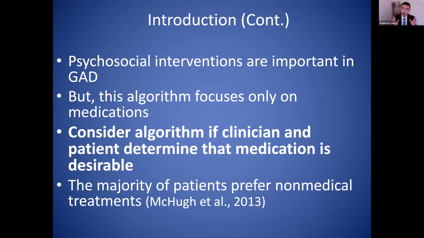Now, you should reference our algorithm once you and the patient believe that medication is desirable. And of course, you've diagnosed it's GAD. What this means is perhaps the symptomatology is so severe that psychosocial intervention alone was not helpful enough, or that the patient is really suffering and you want to use medication to create some room for the patient to breathe. I will say that the majority of patients do prefer non-medical treatments. I think the elderly patients are really cognizant about their own health, what they're taking, what they're not taking.